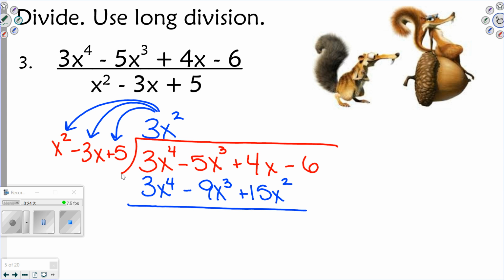Then what do I do? Change your signs. Change, change, change. All right, before we move on to the next part, I want to make sure everybody's with me. Questions so far? Is it true that sometimes the polynomial ones are easier than regular numbers?